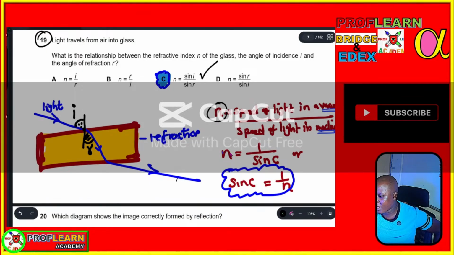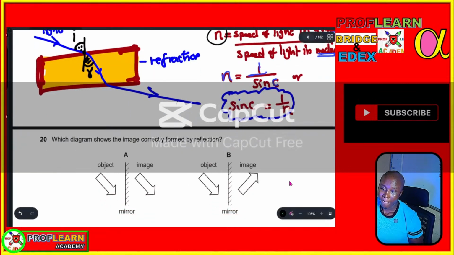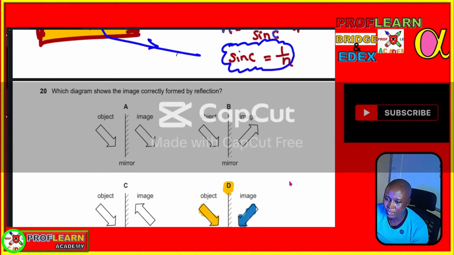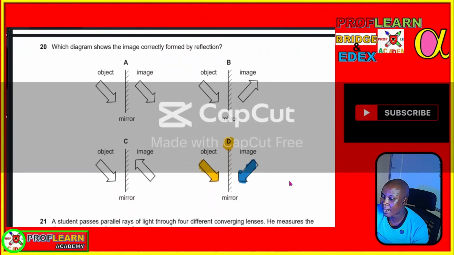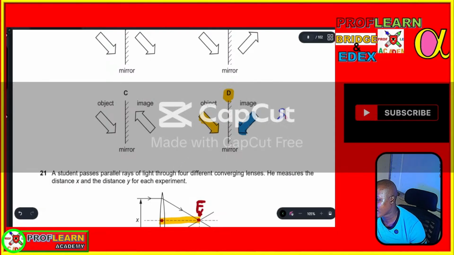Or refractive index can be calculated using the formula 1 over sine C, where C is the critical angle, or sine C is equal to 1 over the refractive index. So for light, those are the formulas you need to remember as far as that is concerned. Which diagram shows the image formed by reflection? Remember, images formed by mirrors are the same size.